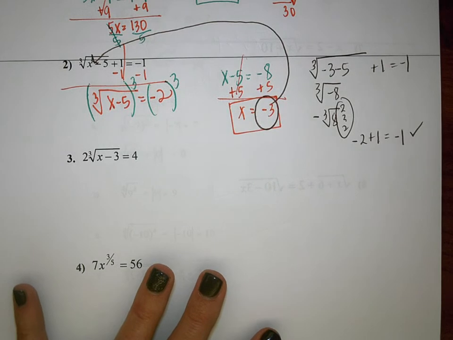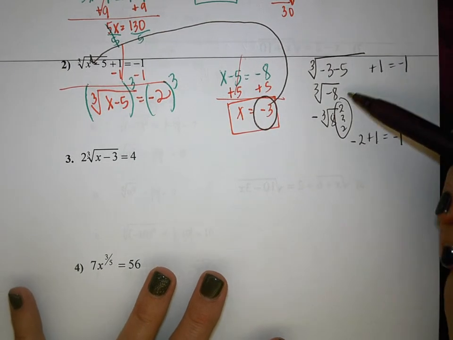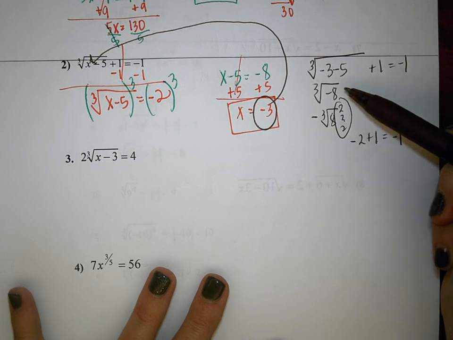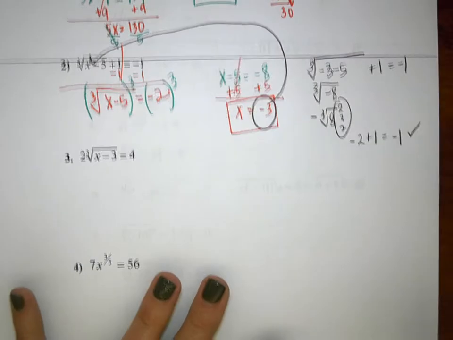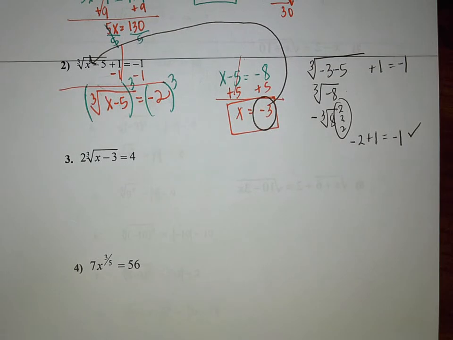Did I lose somebody? So -3 minus 5 is -8. Oh, yeah, I'm just taking that answer and checking it in my original problem. Okay. All right. Example 3. You're on your own. Give me your answers on your whiteboards.